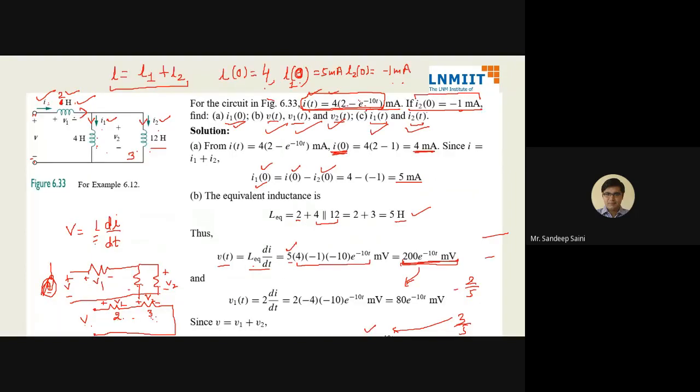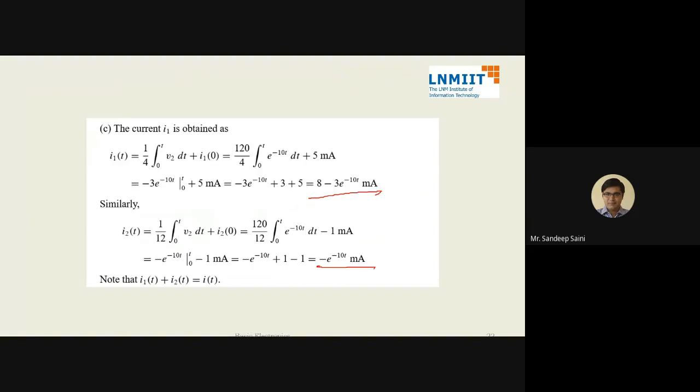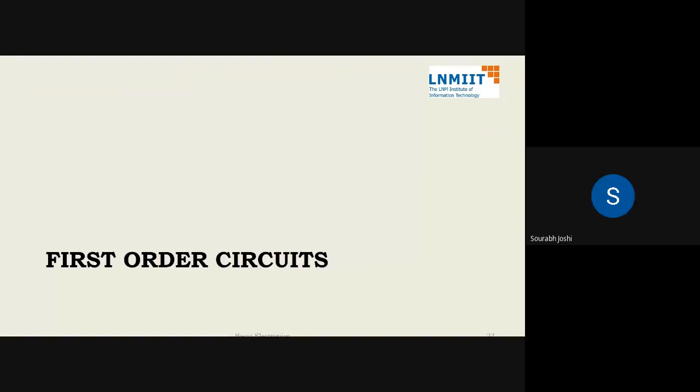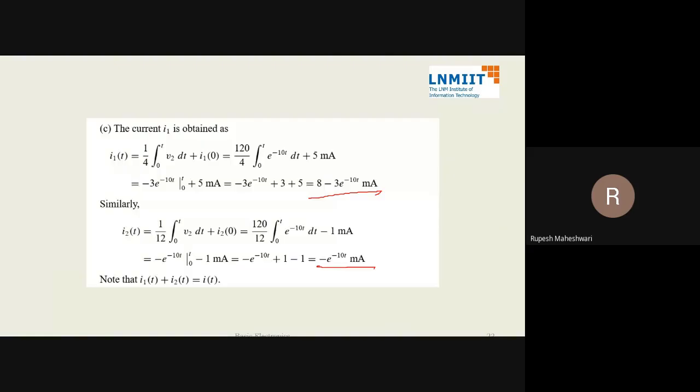You can do simple current division also. Sir, if we use the flux linking, then also the answer will come the same, right? There are different methods of doing the same things. So now we have something called first order circuits. Sir, please show the answer of I1 of t and I2 of t. Okay, so you can note down.